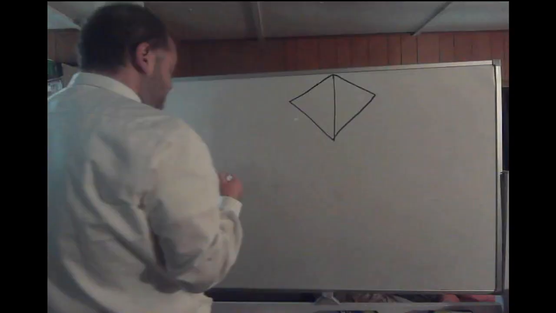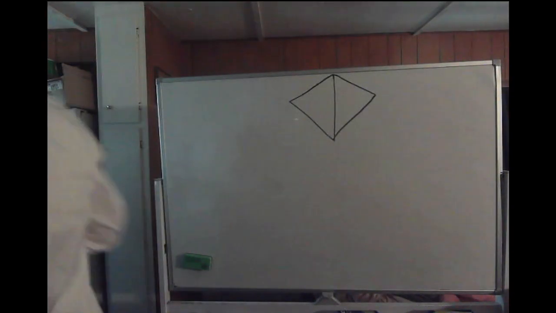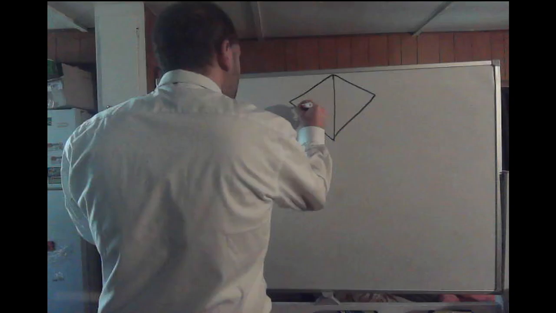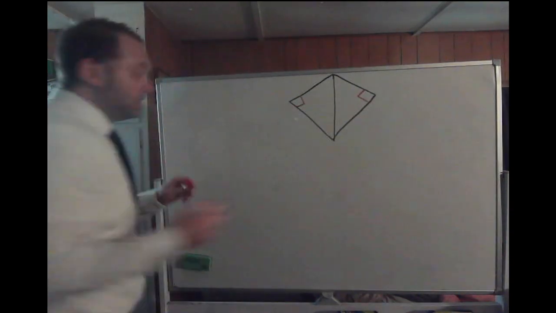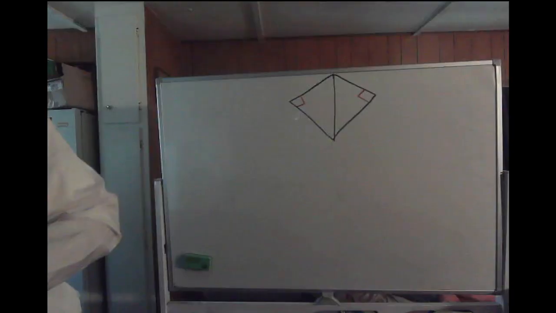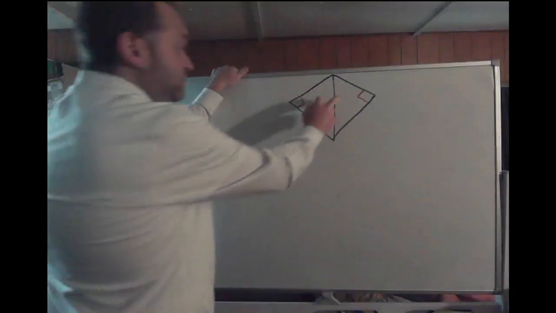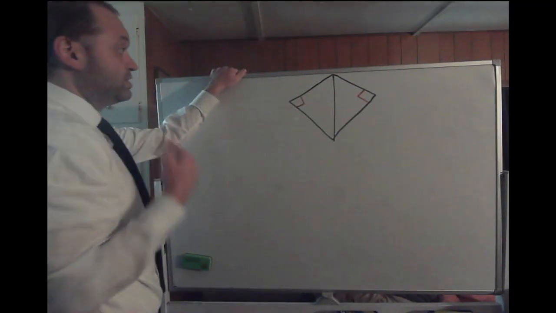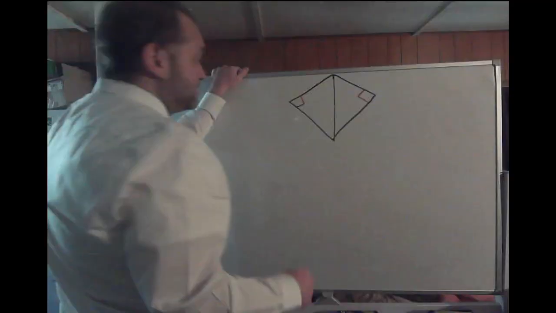All right, what do we got here? Right triangle, right triangle. As a matter of fact, that's really all they give us. We just know these are two right triangles. Well, that's great. Now, how about this?